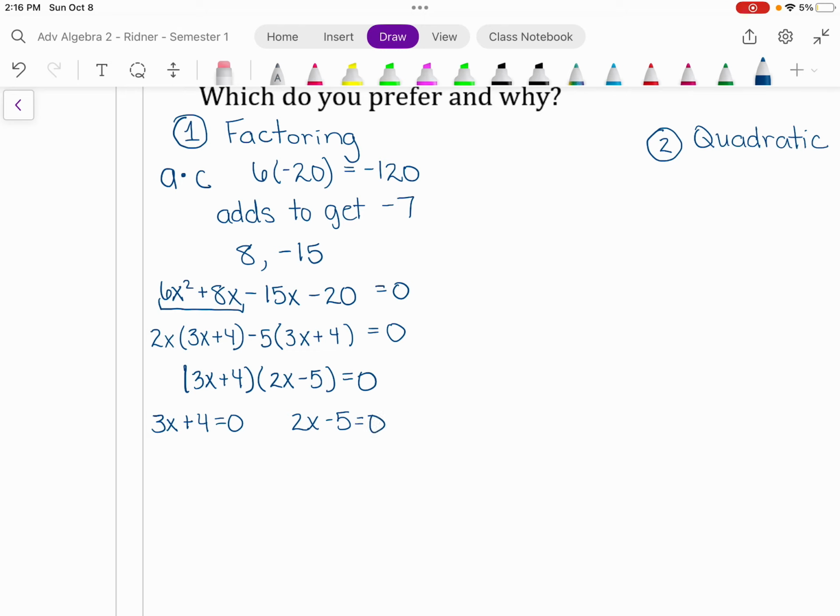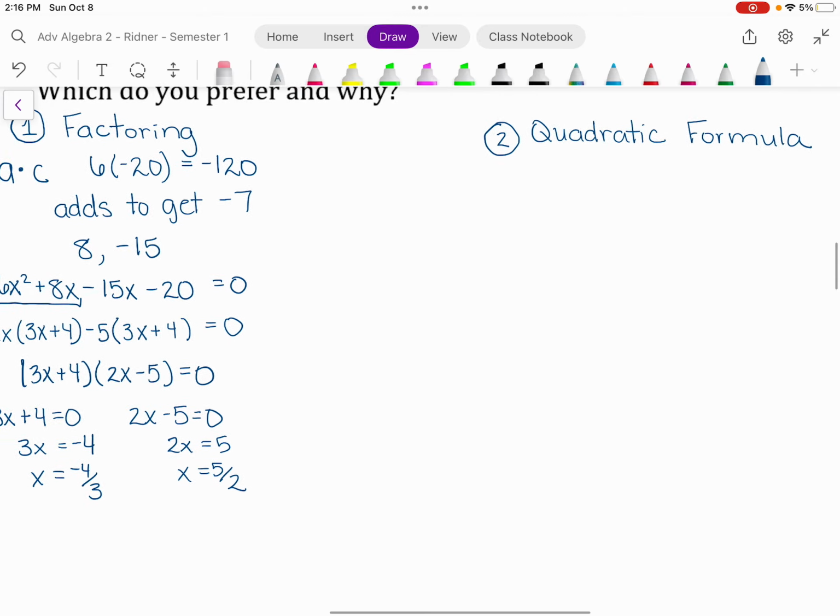Okay, so I'm solving this with the assumption that you have mastered factoring. So subtract 4, divide by 3. Add 5 and divide by 2. And I get the answers negative 4/3 and 3/2. All right, so that's factoring. Let's switch over to quadratic formula.